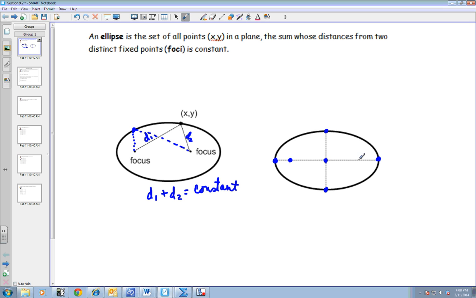The foci are equal distance from the center. So if this is my center, my two foci will be equal distance from that point. All right, so let's look at the standard form of an ellipse.